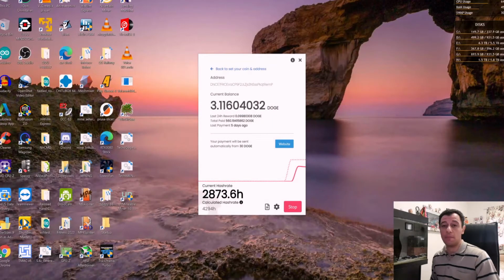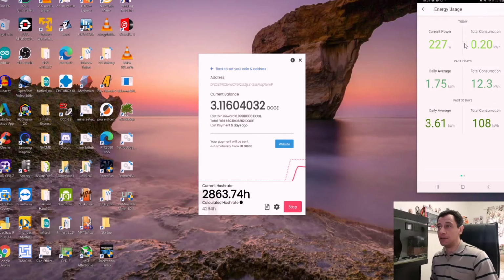So let me just open up my energy meter here. For your information, the energy meter is a TP-Link HS110. I am using 227, let's call it an even 230 watts for the entire system. Now, the way to calculate this is, you have to ask yourself, are you using your system just for mining, or is your PC always on? If the PC is always on, then you're just going to take the difference of what it takes to mine. So if the difference is around, for example, 60 watts, you would calculate on the 60 watts.